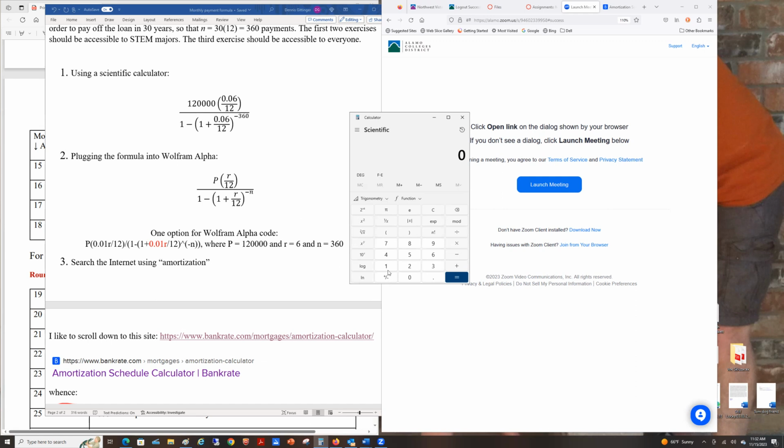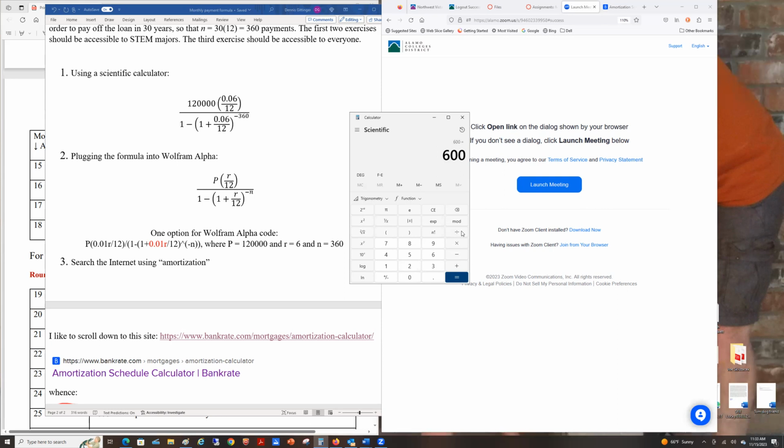So very carefully, this is how you do it with a scientific calculator. 120,000, and look at it, times 0.06, and that is 6% changed to a decimal. When you divide it by 12, you get what's called the monthly interest rate, because you pay monthly interest. It'd be terrible if you had to pay the entire year, which would be like $7,200. But that's only if you've had their money for a year. You've only had it for a month.